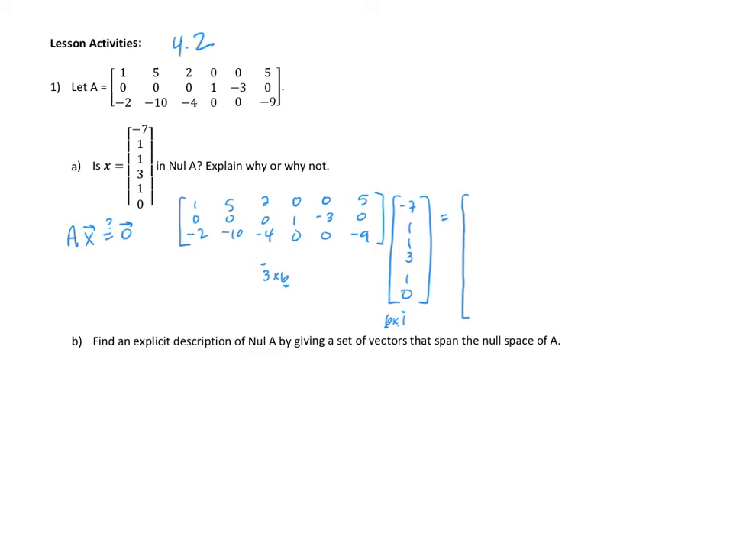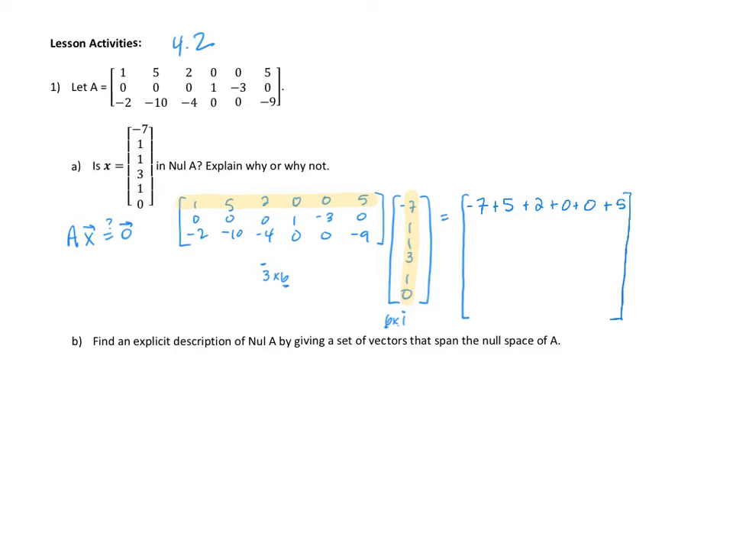All right, so first I'm going to multiply row 1 times my vector. That means you line up corresponding positions, first entry in the row times the first entry in the column, and second entry times second entry, and then you add all the results together. Okay, so 1 times -7 is -7, plus 5 times 1, plus 2 times 1, plus 0 times 3, plus 0 times 1, plus 5 times 0.